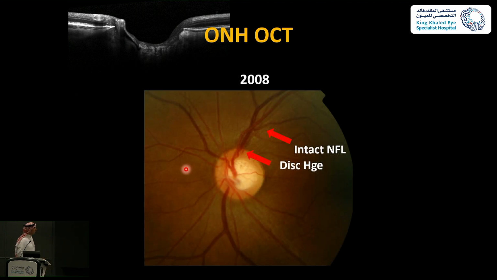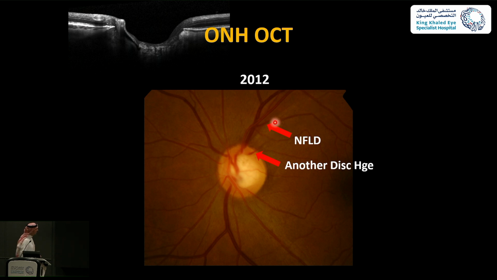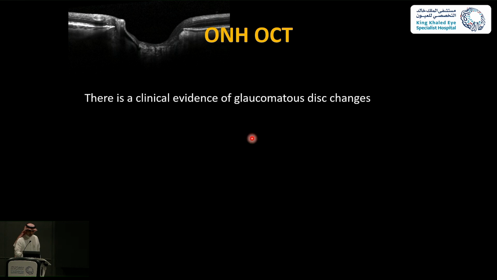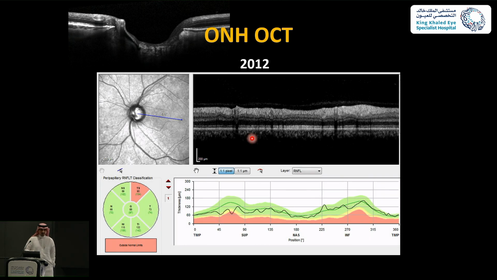So, in 2008, small disc hemorrhage overlooked, intact nerve fiber layer. 2012, nerve fiber layer defect, disc hemorrhage. And you can see on the IR image, the nerve fiber layer defect. So there is clinical evidence of glaucomatous disc changes. And when we look, on the other hand, at the RNFL, it showed us corresponding RNFL changes, while in the minimum rim width, we could not detect the changes compared with the RNFL.